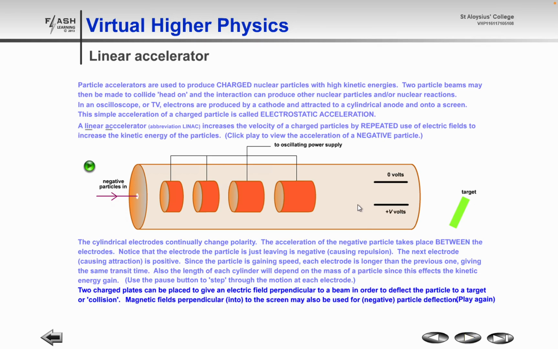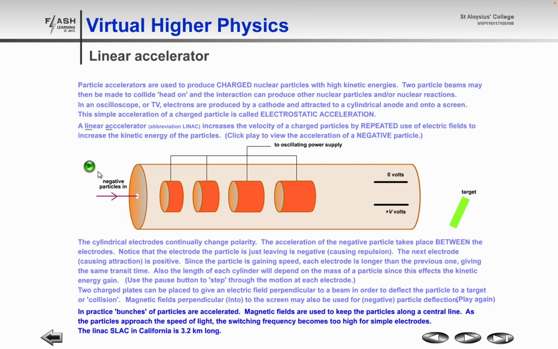And then, once it's been accelerated, it could, for instance, be deflected. You could use another electric field to deflect it left to right, or up and down in this case, and onto a target for collision as well. We can play that again.